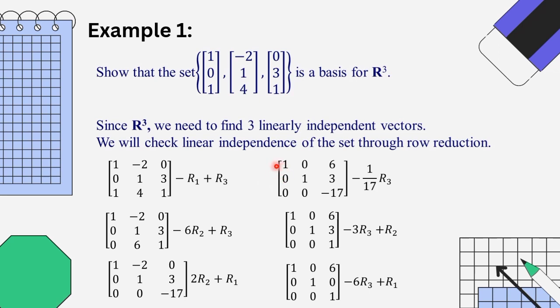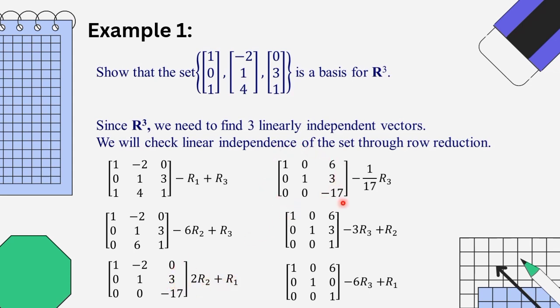Next, 2 times 1, that is 2, plus -2, that is equal to 0. And the next, 2 times 3, that is 6, plus 0, that is equal to 6. So here is the result of our operation.